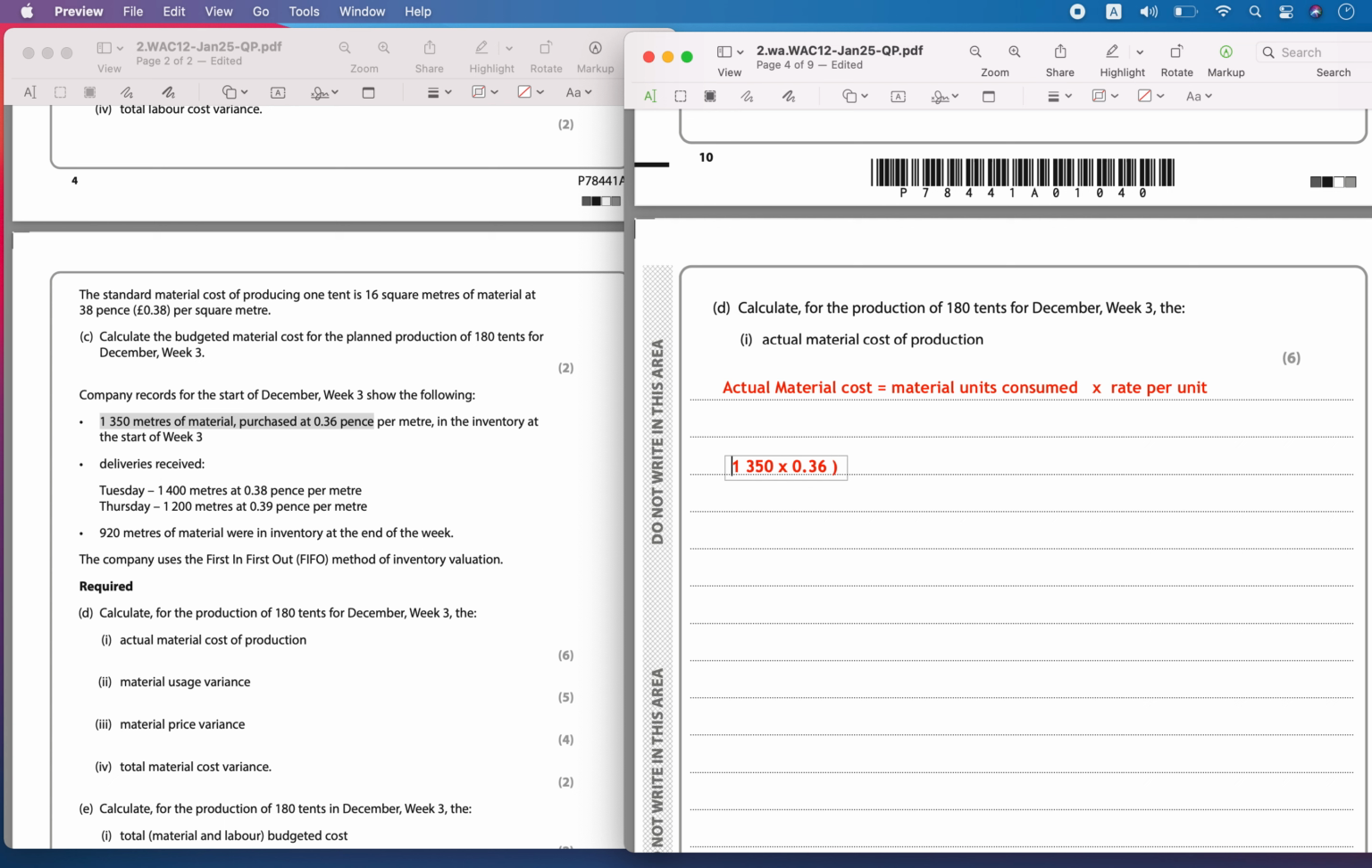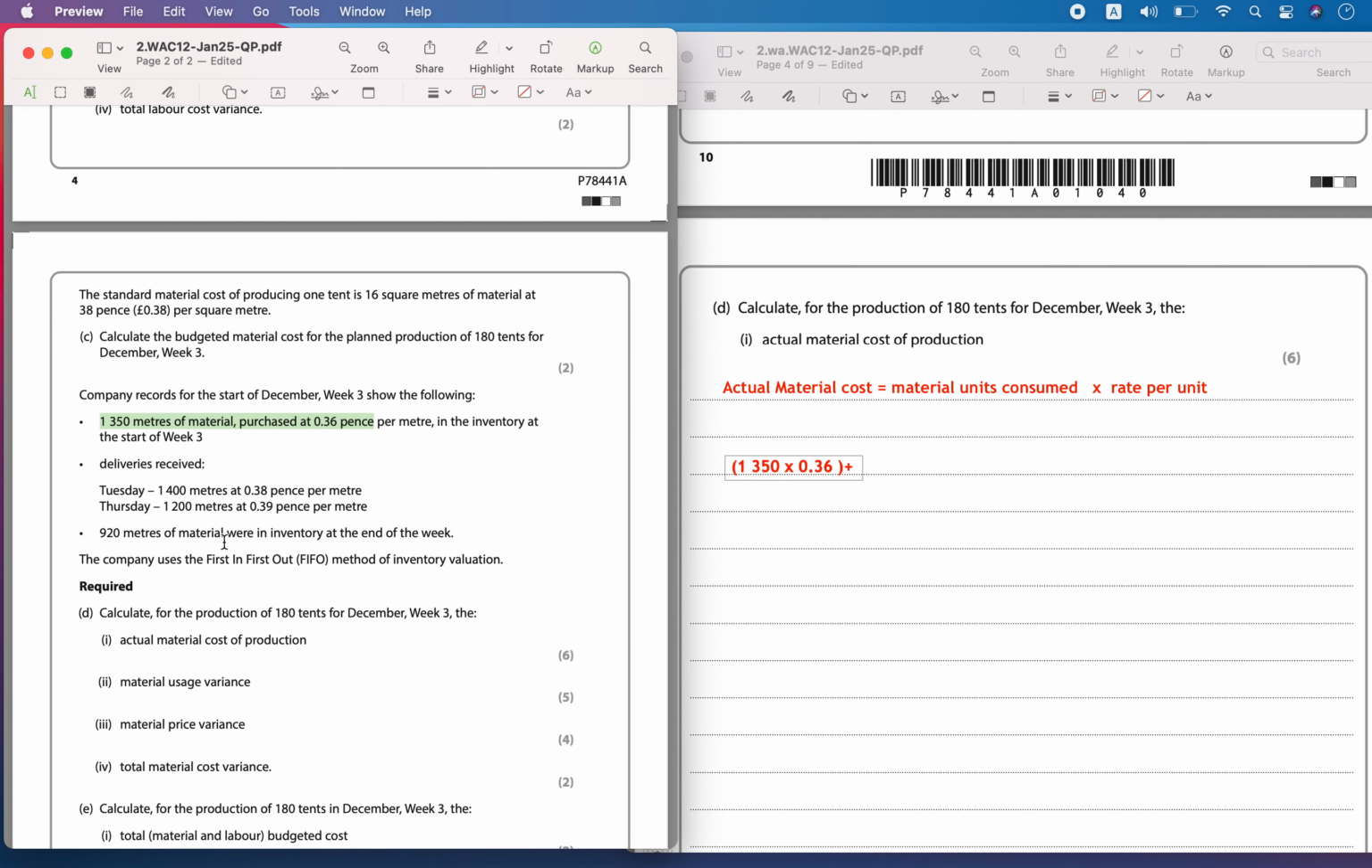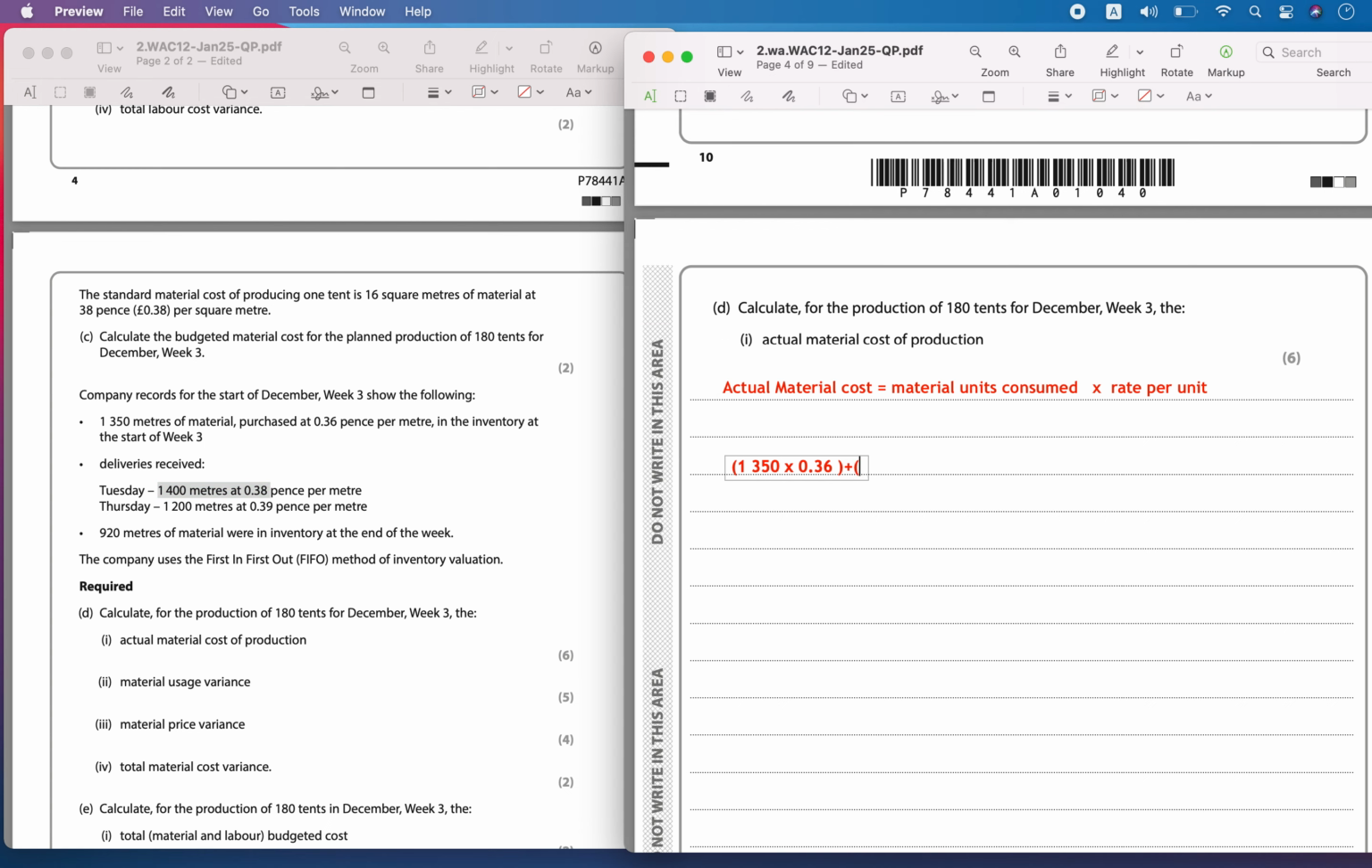Then the second inventory that's being used up is 1400 at 0.38 pence. So 1400 meters into 0.38, quantity consumed times the rate, plus they bought 1200 at 0.39, but they have some leftover, which means they didn't consume the full amount. So 1200 minus 920 was the quantity consumed, at the rate of 0.39. This was the third set of materials they consumed. So that is the total actual cost incurred for purchase and use of material. Let's calculate this value.